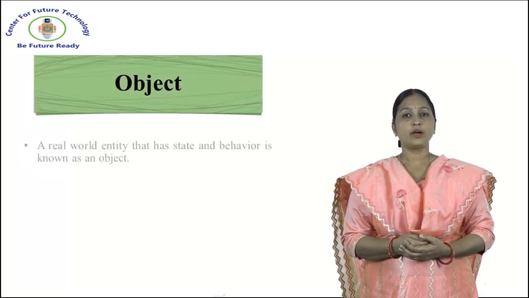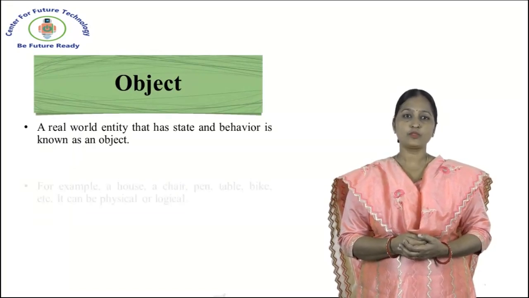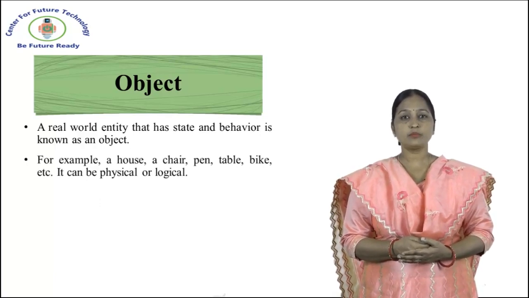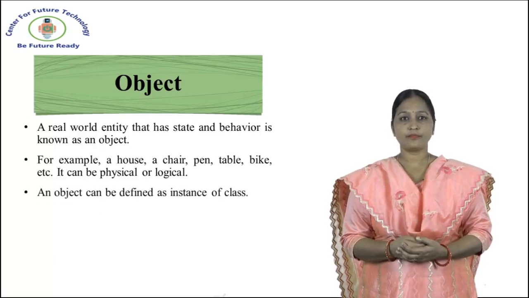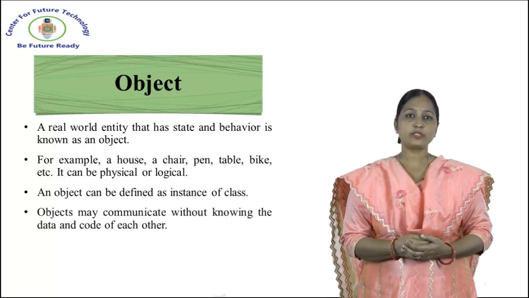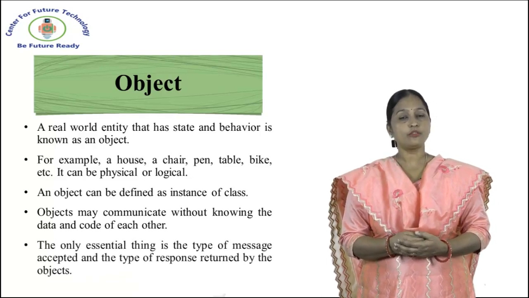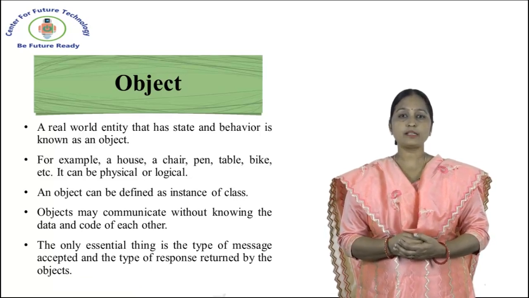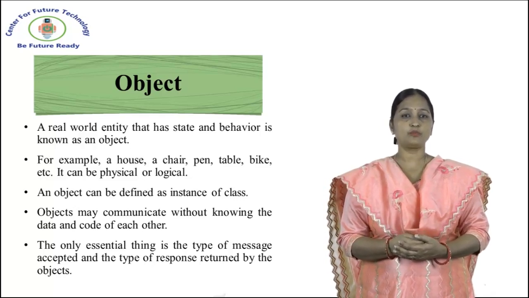Object. A real world entity that has state and behavior is known as an object. For example, a house, a chair, pen, table, bike, etc. It can be physical or logical. An object can be defined as instance of class. Objects may communicate without knowing the data and code of each other. The only essential thing is the type of message accepted and the type of response returned by the objects.